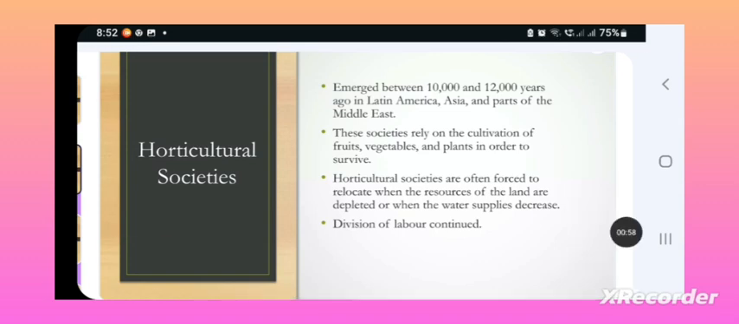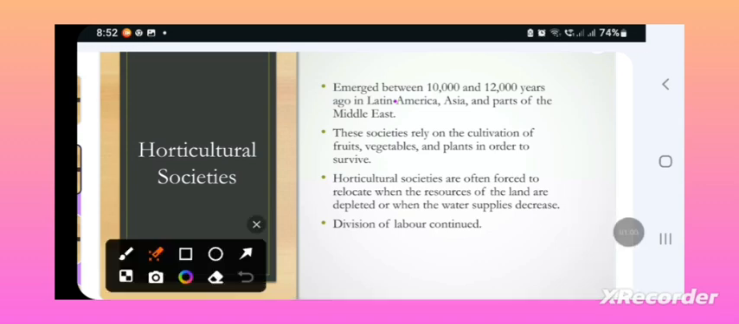Horticultural societies emerged between 10,000 and 12,000 years ago in Latin America, Asia, and parts of the Middle East. These societies rely on cultivation of fruits, vegetables, and plants in order to survive. Horticultural societies are often forced to relocate when the resources of the land are depleted or when the water supplies decrease. Division of labor continued.